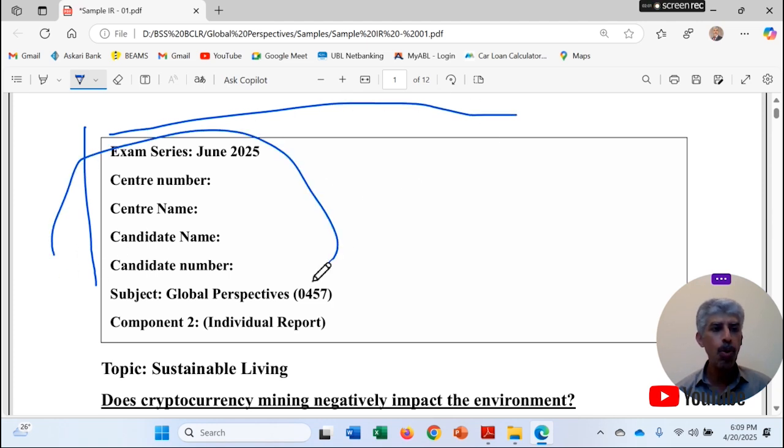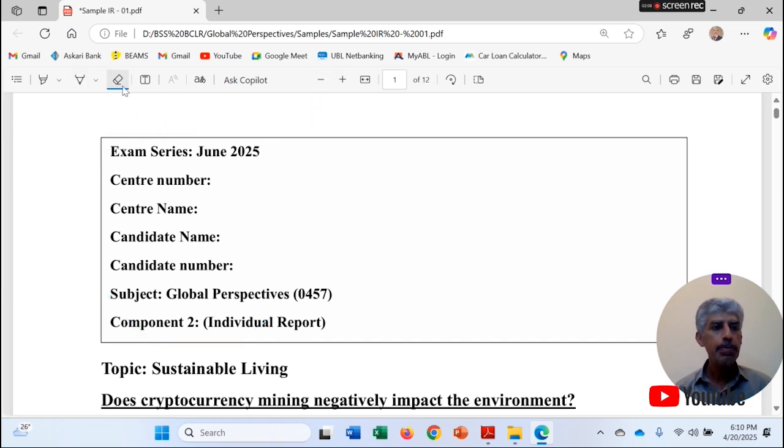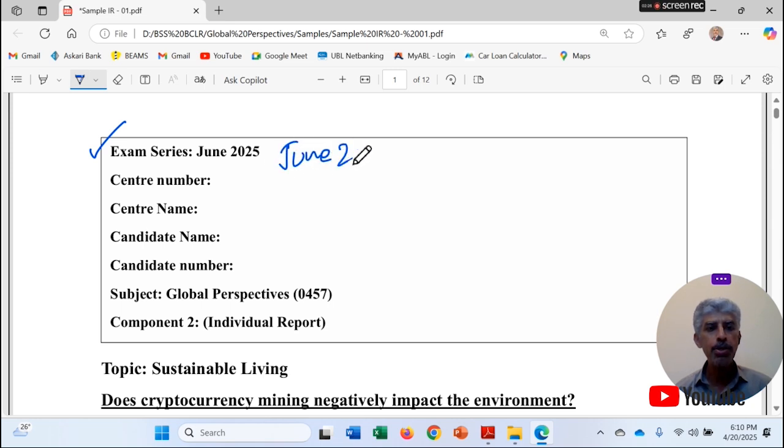Here you can see that we make a text box right at the top of the report, and this text box contains this much content. We write down the exam series, I mean the year in which you're going to appear for your Cambridge exams. As I have made this one as my sample, I mentioned it over here, June 2025.